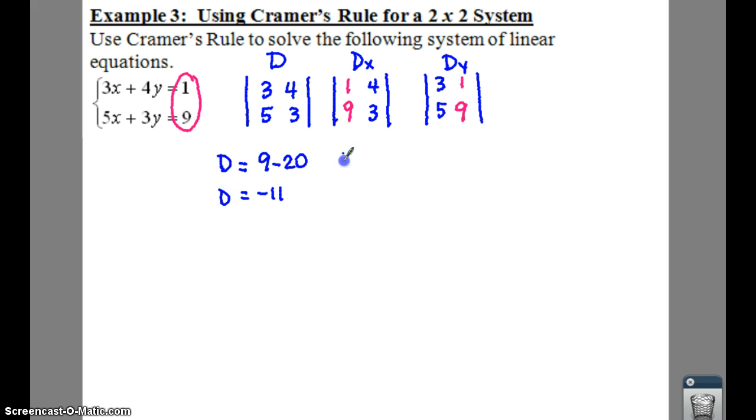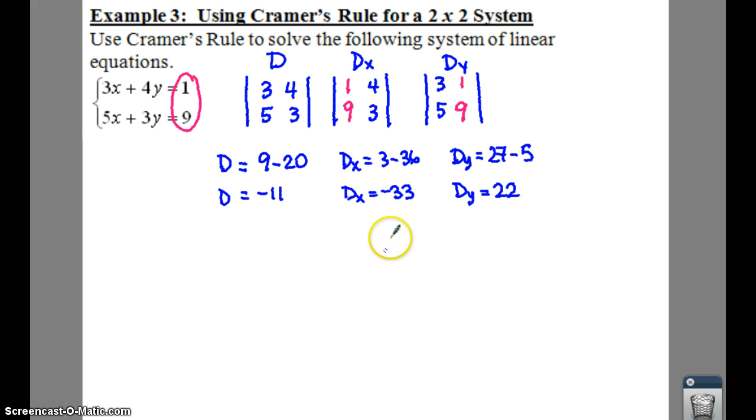Now for D sub x, we're going to take 1 times 3, which is 3, minus 4 times 9, which is 36. So D sub x is negative 33. And then for D sub y, we take 3 times 9, which is 27, minus 1 times 5, which is 5. And you're going to get D sub y equal to 22.